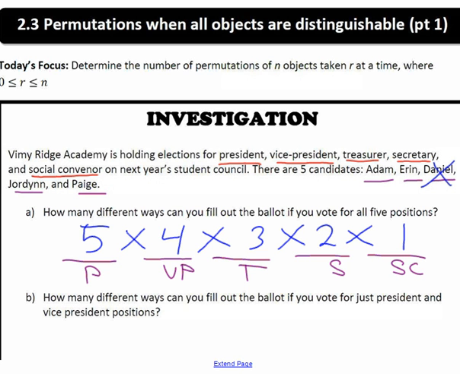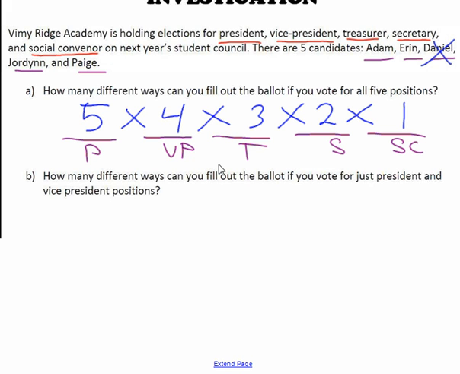Okay? Now, I now want you to use your imagination for a different ballot. A different ballot. This time, there's only 2 spaces on the ballot, not 5. So I'm just going to extend the page here. In this new ballot, it's the same 5 people going for it, but you are now only going to pick a president and a vice president.